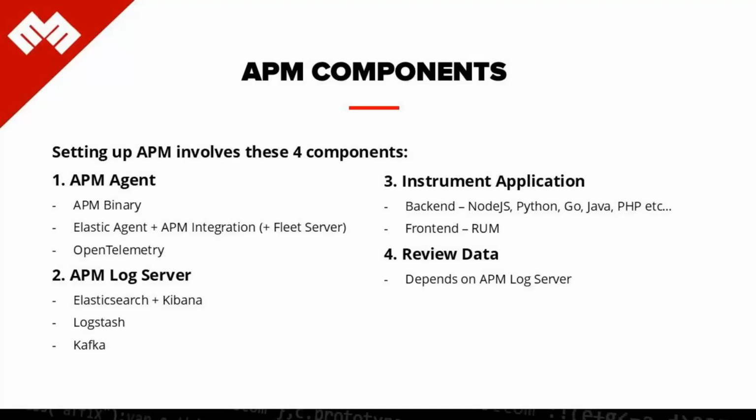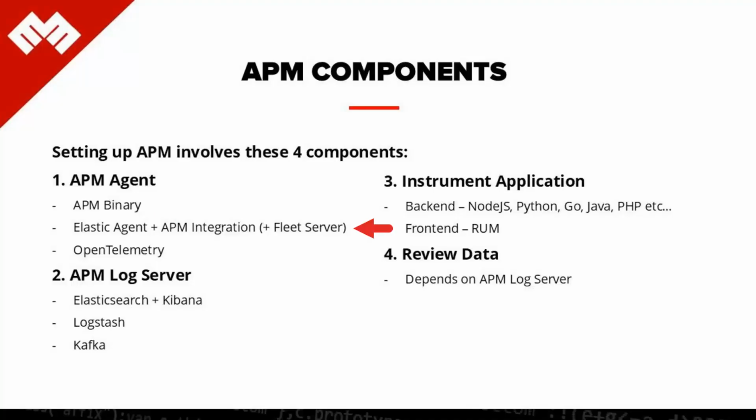Before we set up APM, we need to go through options available to us for each of the components discussed so far. For the agent that is responsible for shipping our APM data to our APM log server, we have a few options. The first is to use the binary APM agent that the Elasticsearch team offers. This is the simplest method. You just download the APM agent as a binary file onto your application server and run it.